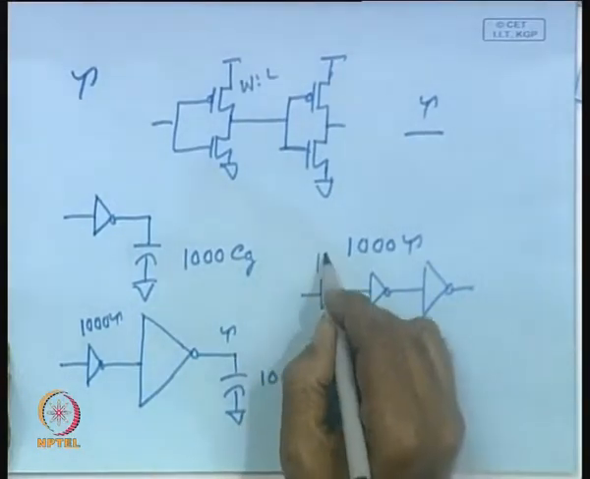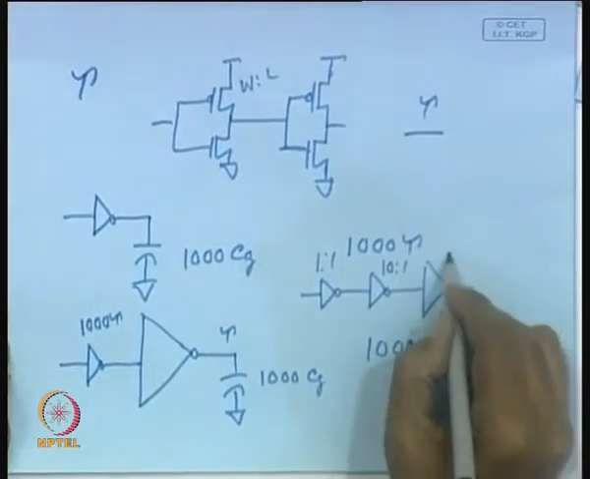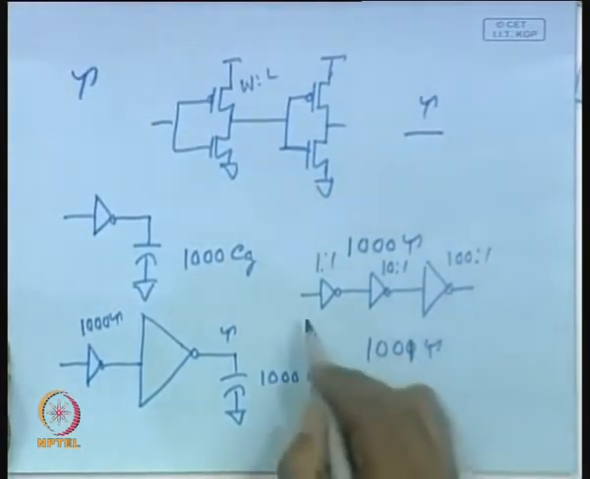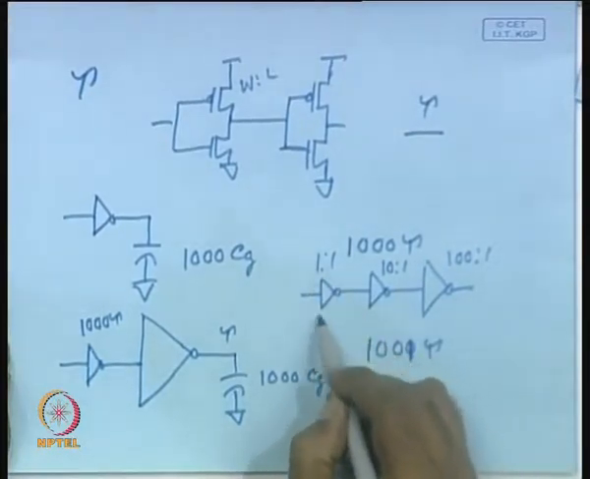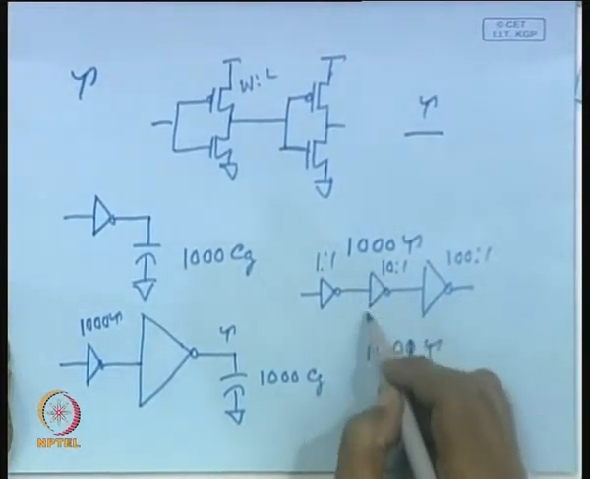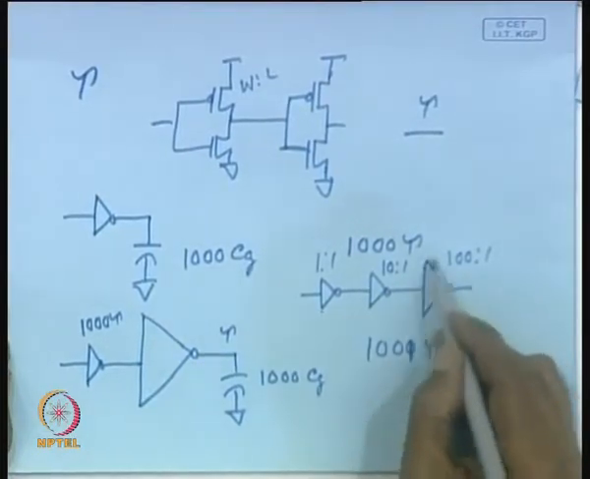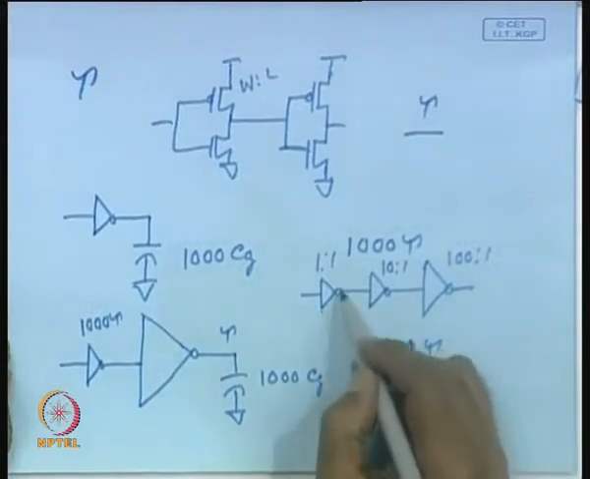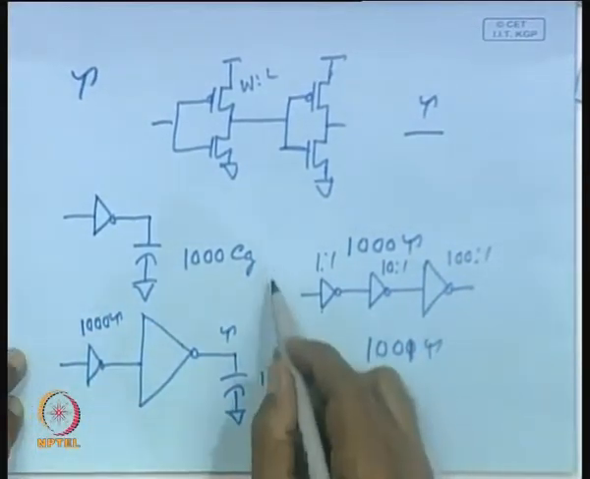So, here it is a 1:1 inverter ratio, this is 10:1, here it is 100:1, with respect to the minimum dimension. What has been done here? This is an inverter of minimum size, this one is 10 times the minimum size, and the size of this one is 100 times that of the minimum size. So, what will be the total delay in this particular case?